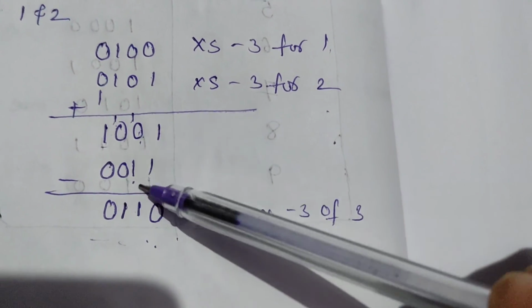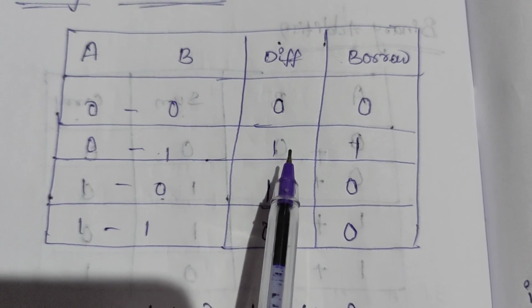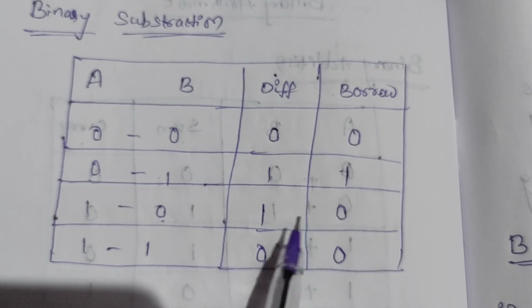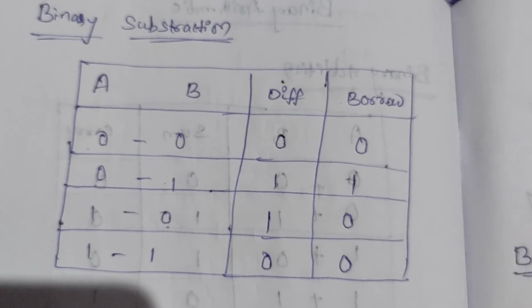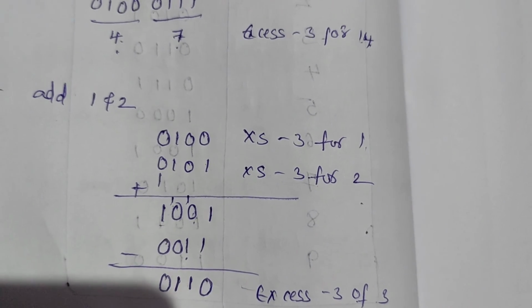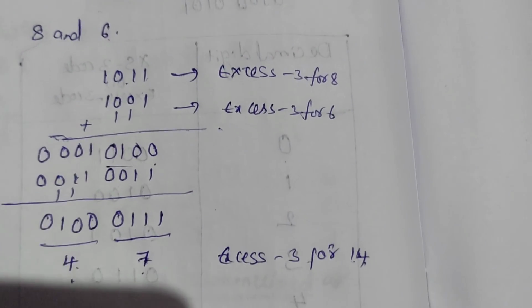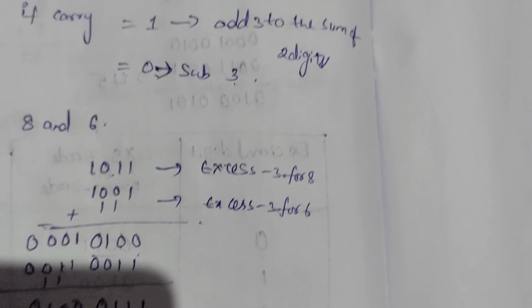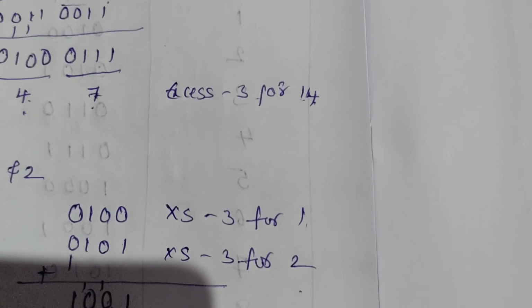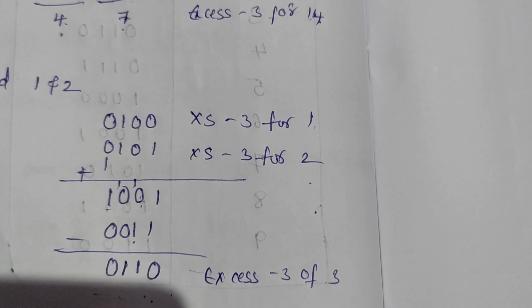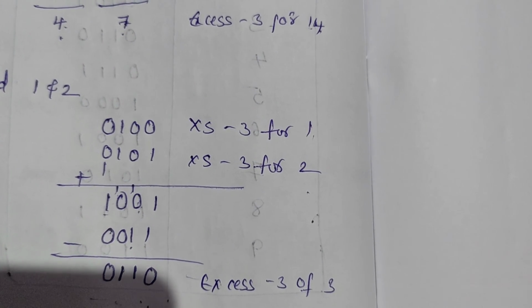And this subtraction is understood from the binary subtraction table. Here in the binary subtraction, we have seen the difference and borrow. From these rules we have done the subtraction. So this is the case for XS3 addition: if there is a carry, adding 3; if there is no carry, subtracting 3 from the obtained result. Hope you understood.